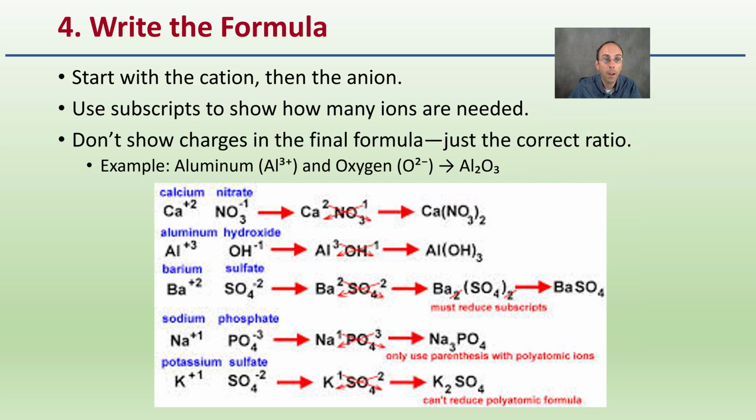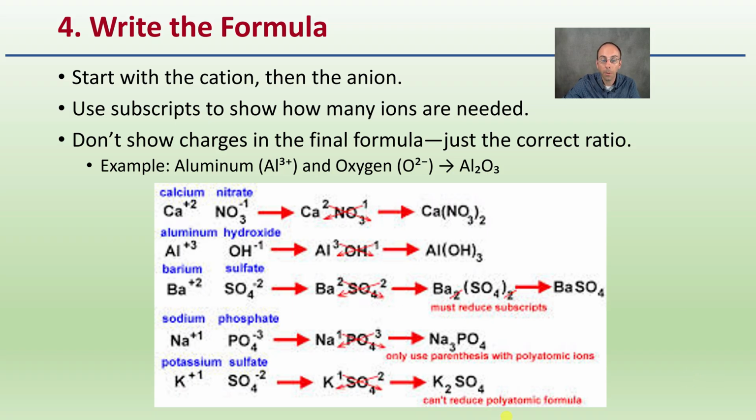Then we simply write the formula. So we start with the cation, and then that would be followed by the anion. Use subscripts to show how many ions are needed. Don't just show the changes in the final formula, just the correct ratio. We see many examples here of calcium and nitrate, aluminum and hydroxide, barium and sulfate, and so on and so forth. Here, when we cross those, sometimes we have to go through and reduce the subscripts.